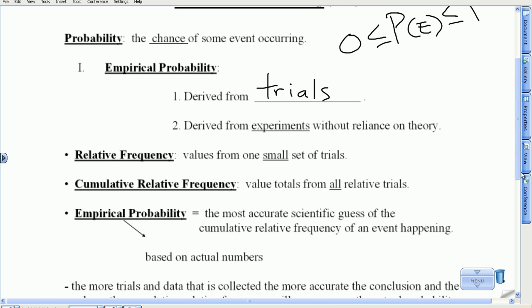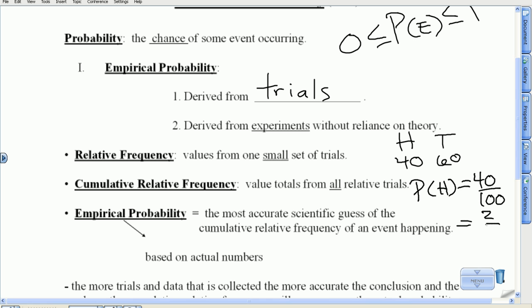The fancier the trials become, the more likely we are to call it an experiment versus just a trial. Relative frequency are values from one small set of trials. You may flip a coin 100 times and you may get heads 40 times, and you might get tails 60 times. So you would say that the probability of getting a head is 40 out of 100, which reduces to 2 fifths. Now that is not the theoretical mathematical probability of getting heads, but in your very small set of trials, and flipping a coin only 100 times is a very small set of trials, here we would get a relative frequency of 40 out of 100, or a probability of 2 fifths.